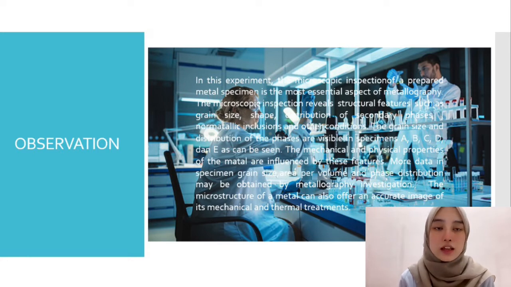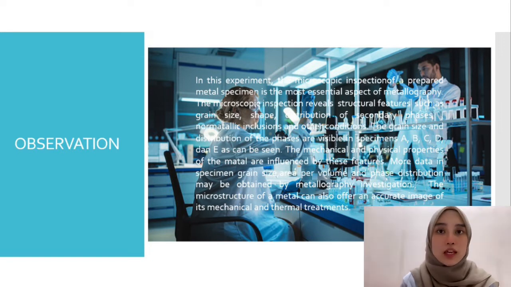The mechanical and physical properties of the metal are influenced by these features. More data on specimen grain size, area per volume, and phase distribution may be obtained by metallography investigation. The microstructure of a metal can also offer an accurate image of its mechanical and thermal treatments.